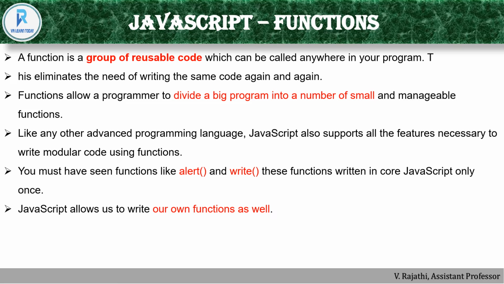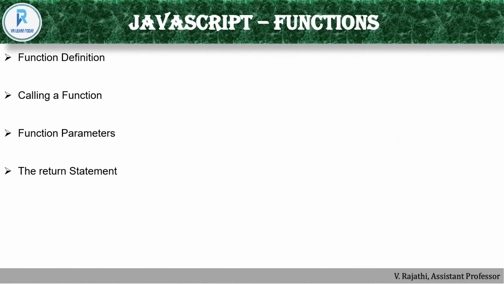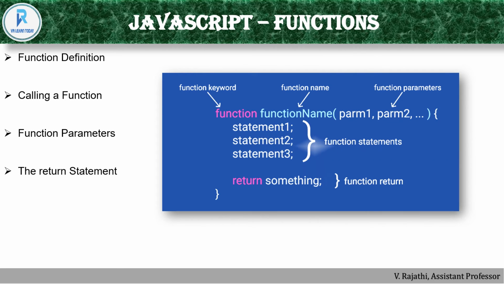So, JavaScript function definition, calling a function, function parameter, and return statement. This is the example. Function is a keyword, and then the function name, and then param1, param2 are nothing but function parameters, and then this is the function statement. Inside the function, the open and close curly braces, we can call this the statement of the function. And then the return statement, where we have the keyword return.